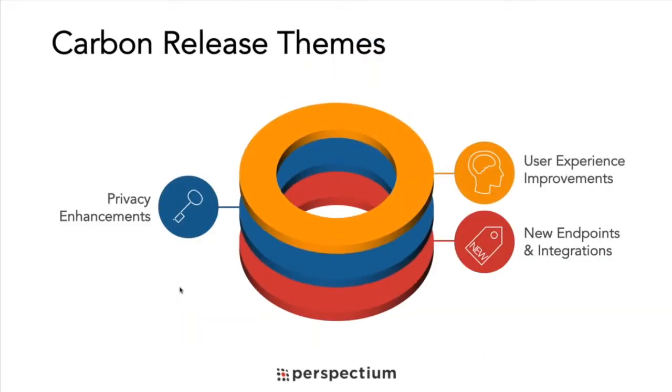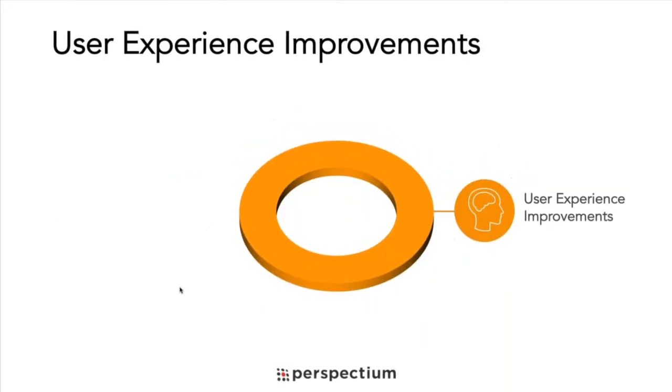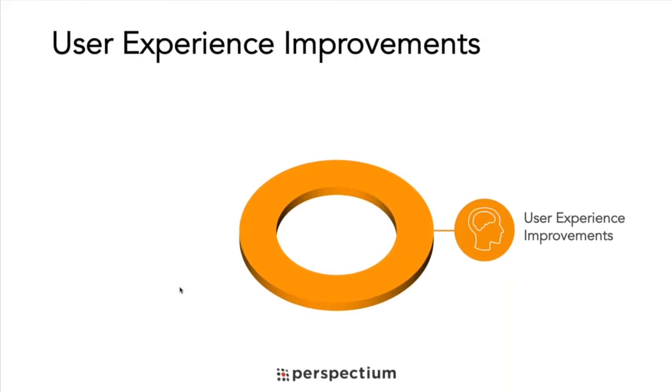The three themes that we're going to talk about today are around user experience improvements, privacy enhancements, and some new endpoints and integrations. Let's start off by taking a look at the first of these themes, and we'll look at how we've improved the user experience in the Carbon release.